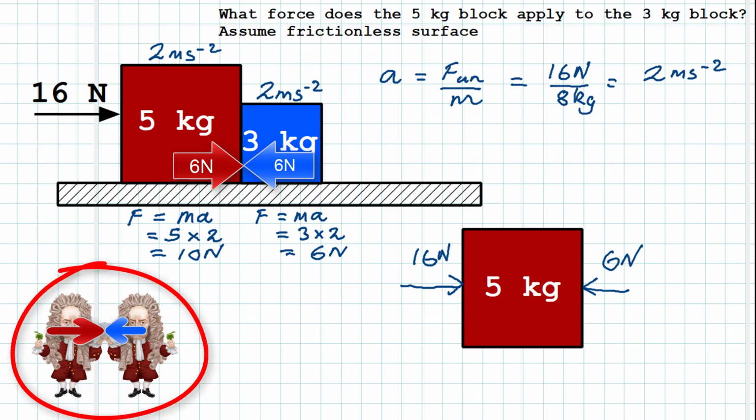Let me say that again. The 5 kilogram block pushes the 3 kilogram block with 6 newtons, and therefore the 3 kilogram block will push back on the 5 kilogram block with 6 newtons. So the unbalanced force acting on the 5 kilogram block is not 16 newtons, it actually is only 10 newtons, and that will give the same acceleration equal to 2 meters per second every second. So in the case of blocks touching each other, we have to be very wary of the Newton force pairs, action and reaction taking place at the same time.